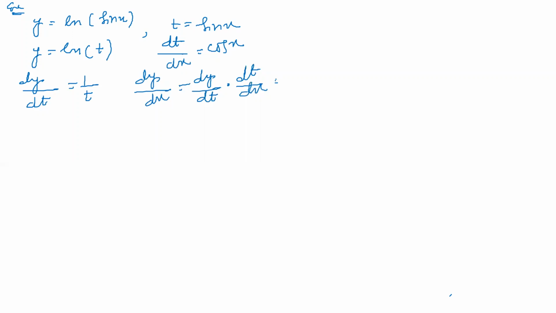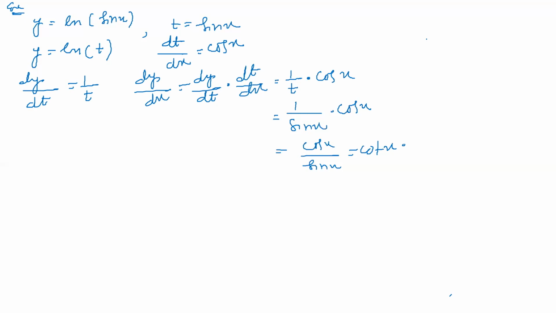That is equal to dy by dt is how much? 1 by t into dt by dx is how much? Cos x. So in place of 1 by t, I could write ln t. In place of t, what I have taken t as sin x. So that could be written as 1 by sin x into cos x. So cos x by sin x is how much, students? It is cos x by sin x, that is equal to cot x. Do it of your own. Tell me what to do.